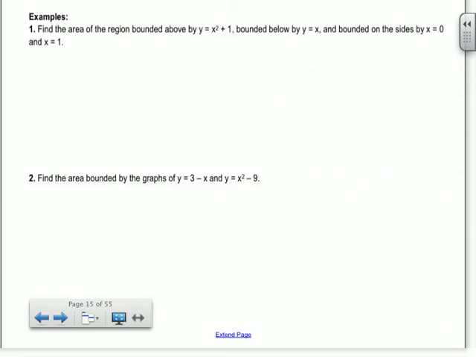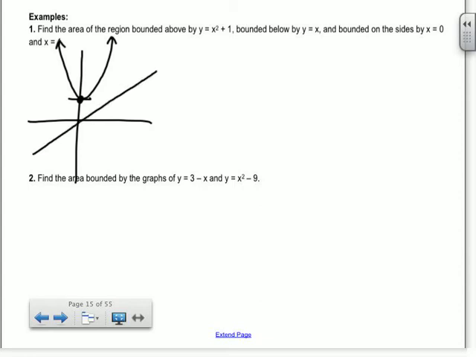Okay, so number one, it says find the area of the region bounded by y equals x squared plus 1. Hopefully you guys know what that looks like. So it looks like y equals x squared, it's just shifted up 1. Bounded below by y equals x. So y equals x goes through 1, 1, 2, 2, 3, 3. And bounded on the sides by x equals 0 and x equals, what did I cover up here? 1.